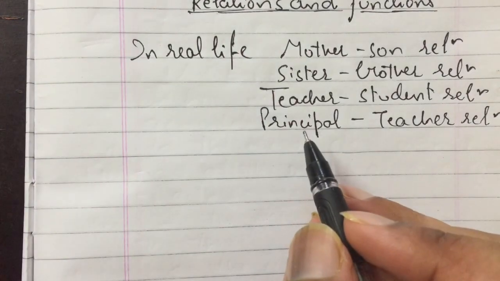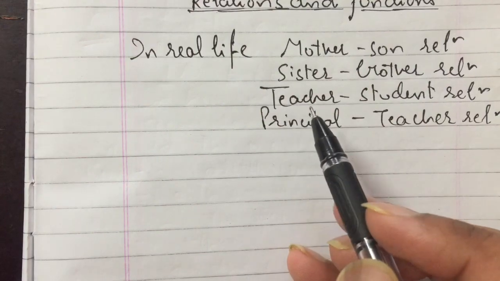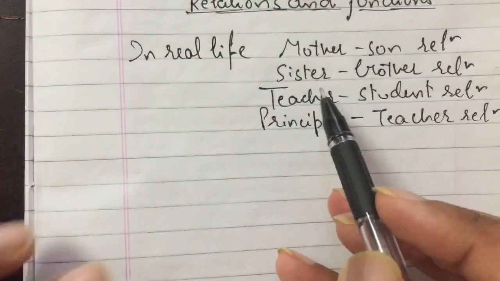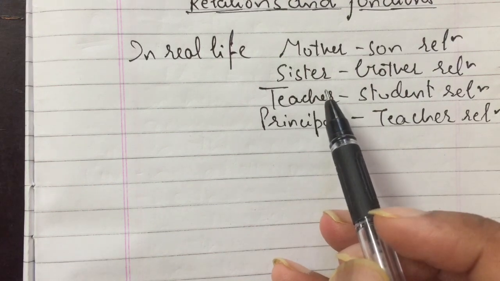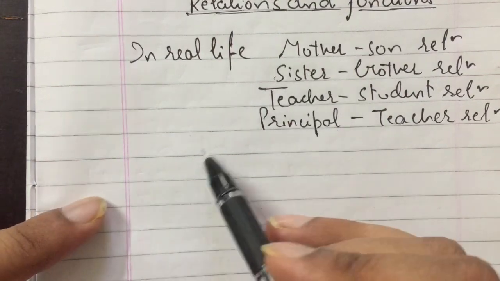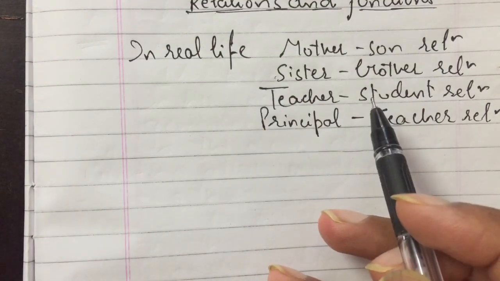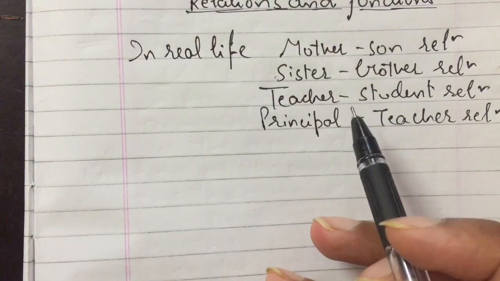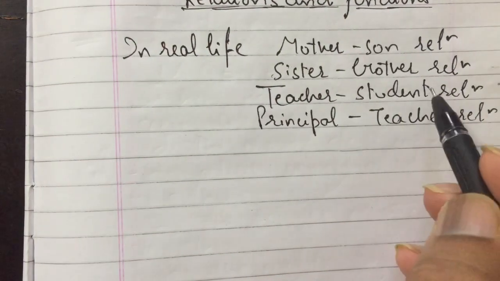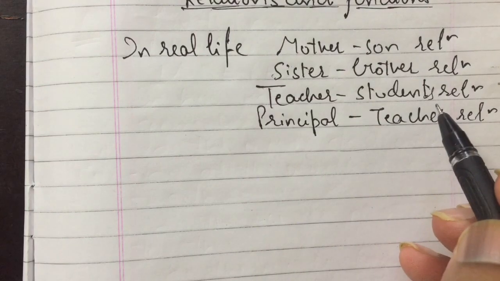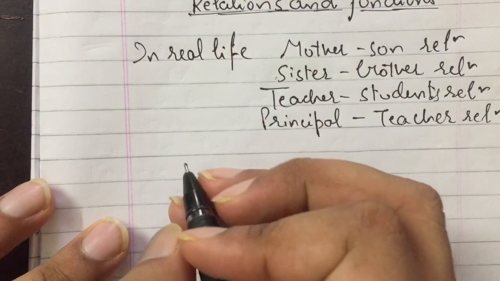In some cases, they are all related. These pairs are related. So whenever I am talking about a relation, I am talking about a particular pair. I cannot say sister is a relation. Sister is related with whom? Brother. Only then it is possible. Teacher is related with whom? Students. Teacher-student is a relation. Similarly, in maths also we have relations.